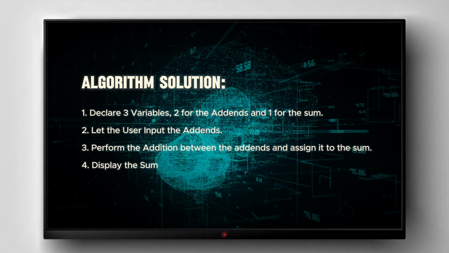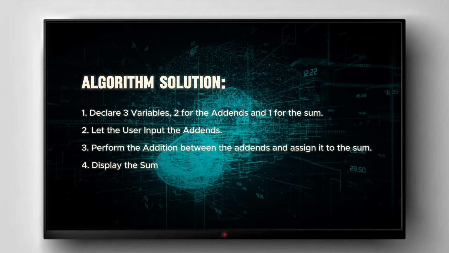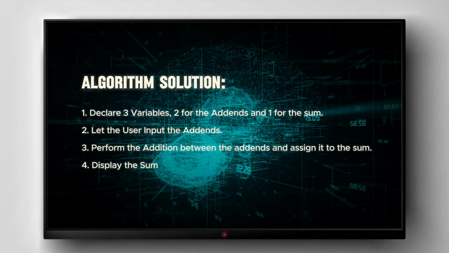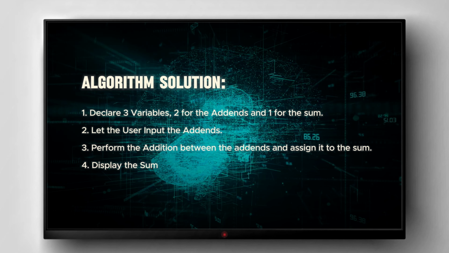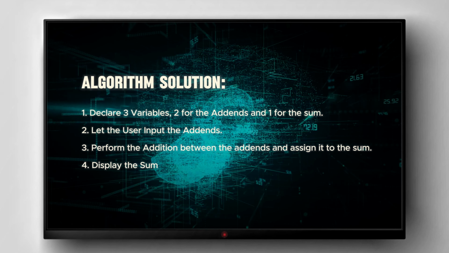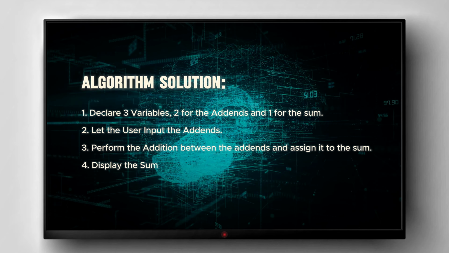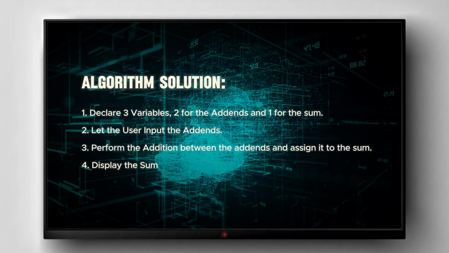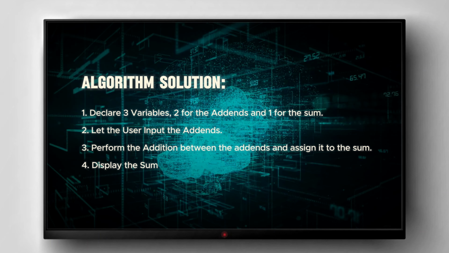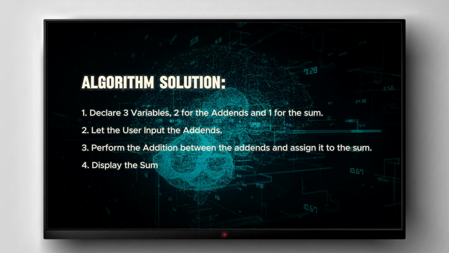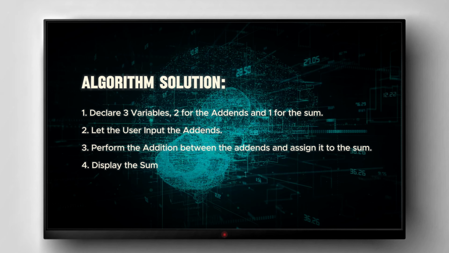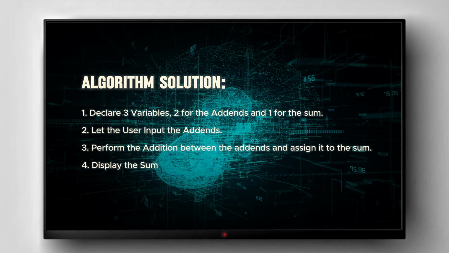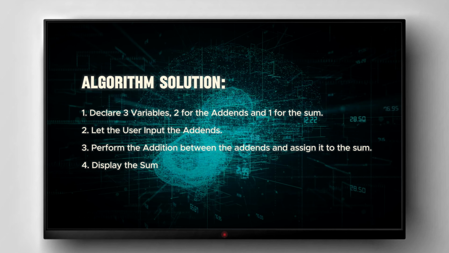Step 2. User input. The algorithm prompts the user to input the two addends. This step involves the user providing two numbers that they want to add together. Step 3. Perform addition. Adds the two numbers inputted by the user together. This is typically done using a simple addition operation where the result is stored in the variable designated for holding the sum.